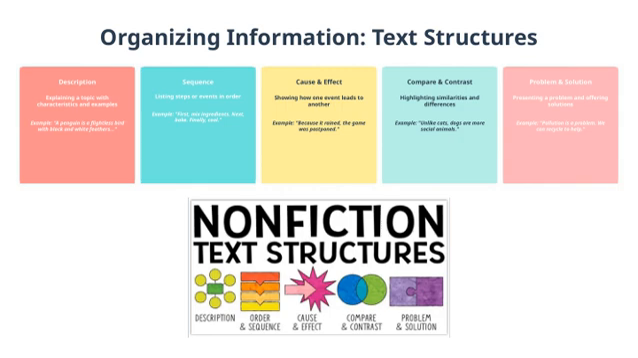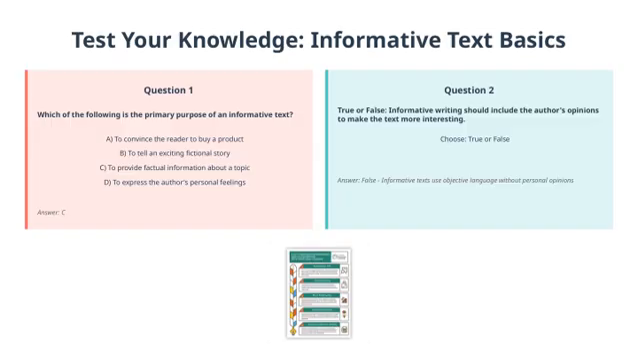Finally, problem and solution involves presenting a problem and then offering possible solutions. For example, pollution is a problem. We can recycle to help. This structure is great for discussing challenges and how to address them. By using these text structures, we can organize information more effectively, making our explanations clearer and more engaging for our audience.